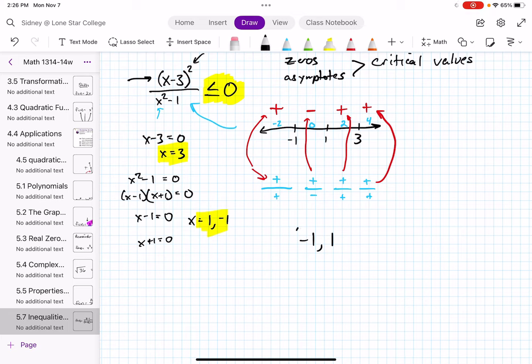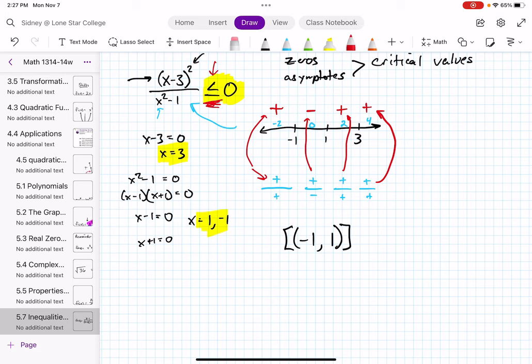Now the question is, is it brackets or parentheses? And here's the thing. When you pay attention to these details, you have to pay attention to, are we talking about asymptotes or are we talking about zeros? Because this says less than or equal to, so it can be equal to 0. So if we're looking at a value that is a 0 of the function, it could be included. However, if the values we're looking at are bound by asymptotes, those aren't values. Those don't have an output.